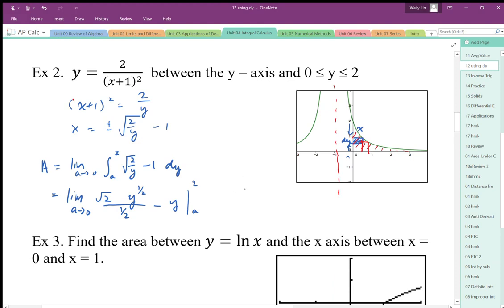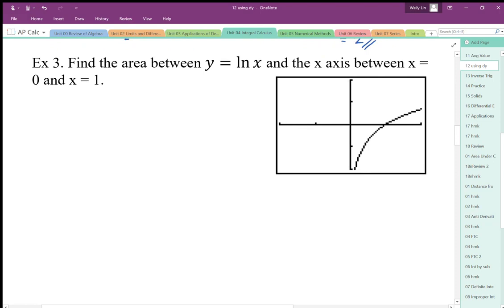When we plug in the values here, I'm just going to simplify this first. So the limit as a goes to 0 of 2 root 2 times the square root of y, minus y, from a to 2. Plugging in, I'm going to end up with 2 root 2 times root 2, which is 4, minus 2, minus plugging in 0, we're going to get minus 0. So we get an area of 2. So that unbounded area ends up being an area of 2.